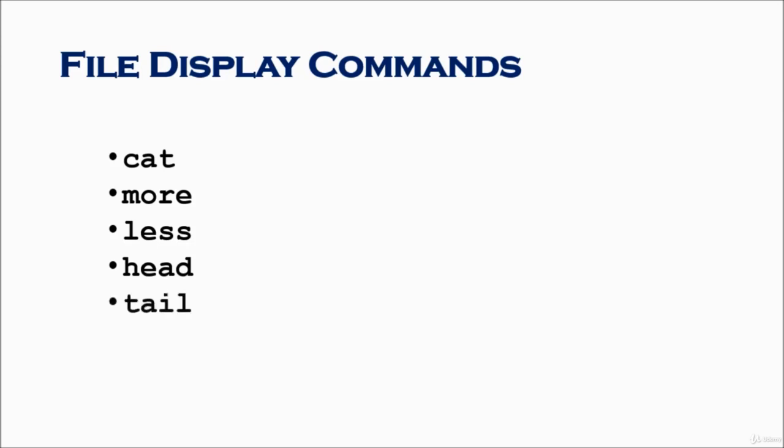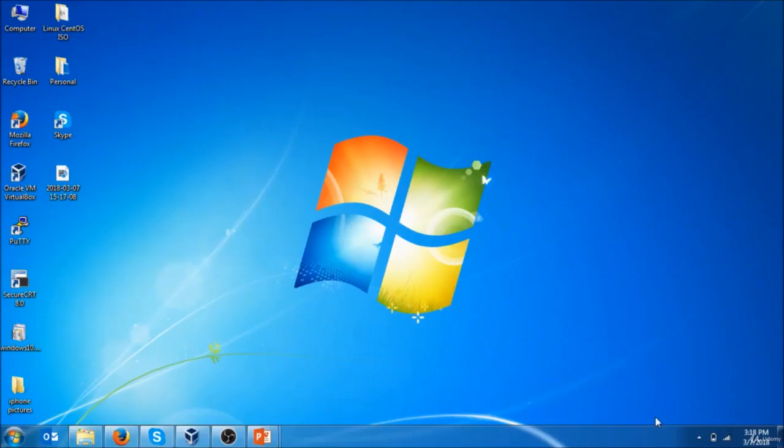The tail command works the same way. Instead of the top of the file, it actually gets you the lines at the bottom of the file. Again, if a file has 1,000,000 lines and you put tail -10, it will give you the last 10 lines of the file. Let's look at our Linux machine and see how we could use these commands.